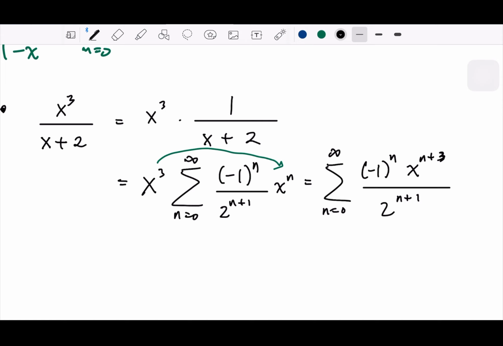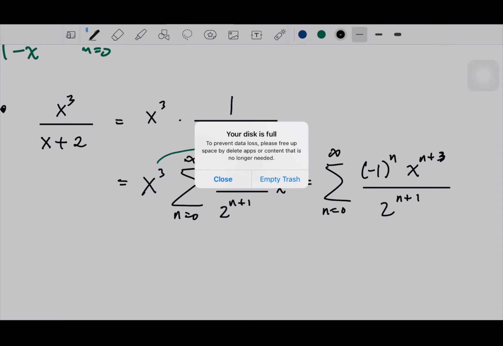Or sometimes the series can have more variations, depending on how you treat the series. For example, if you don't want to have plus 3 here, maybe we can exchange the form, and maybe we can start from n equal 3.